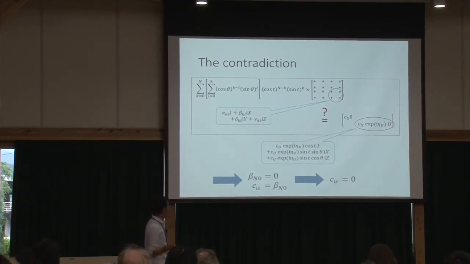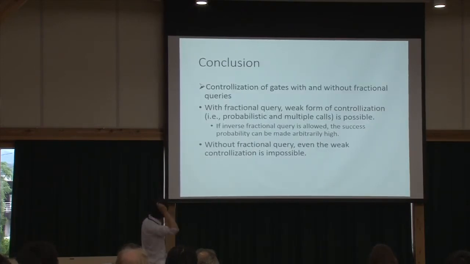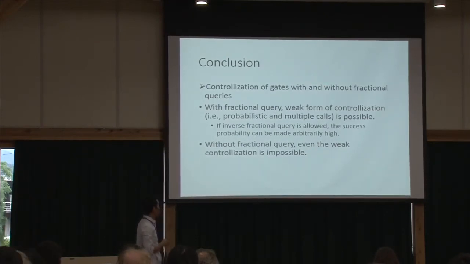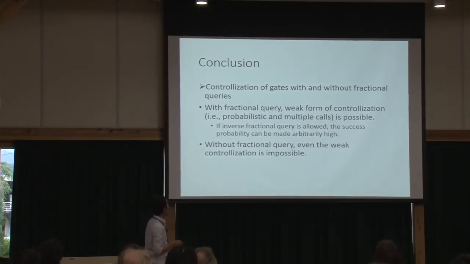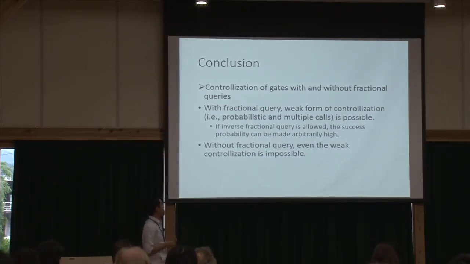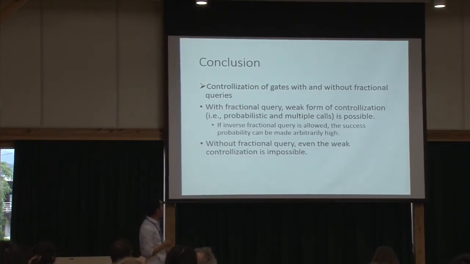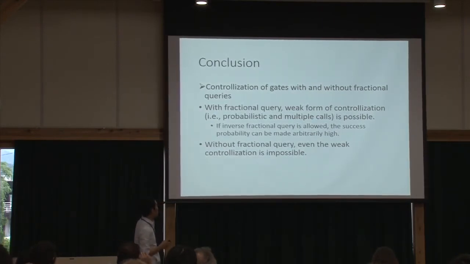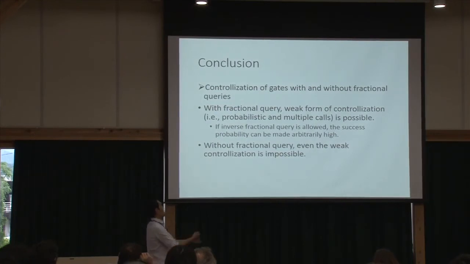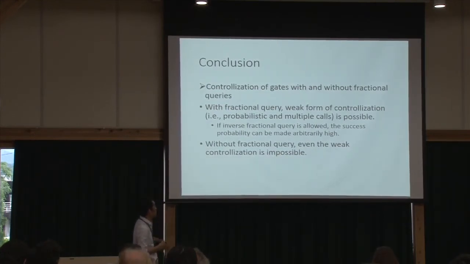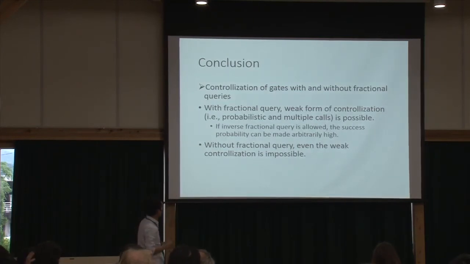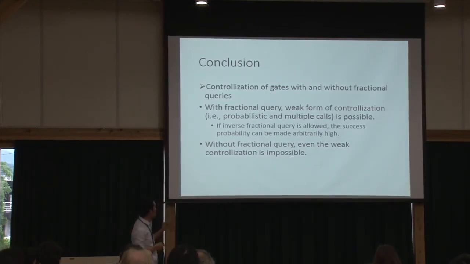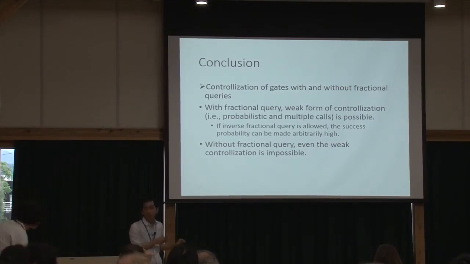So what have we achieved? We studied controllization of gates with and without fraction queries. If we have fraction queries, we can implement what we call a weak form of controllization, where you allow probabilistic implementation and multiple calls. And if you also have the power to implement the inverse of the fraction query, then the success probability can be arbitrarily high. And finally, if you don't have the fraction query, even the weak controllization is impossible. And that's it.